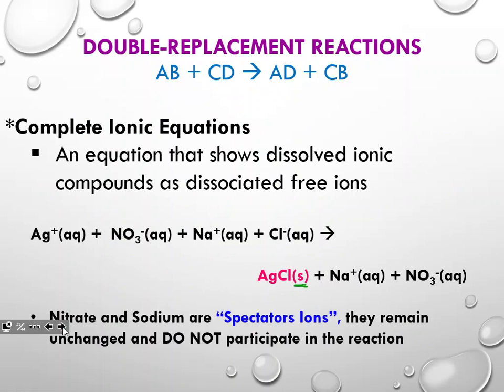Now what you'll see here is there are ions on both sides of the arrow. There are ions on the reactant and ions on the product side that remain unchanged. Those ions on both sides that remain unchanged are called spectators. They are sitting in the water watching the show. They are not involved in the reaction. They are not breaking bonds or forming new bonds, so they don't participate at all.